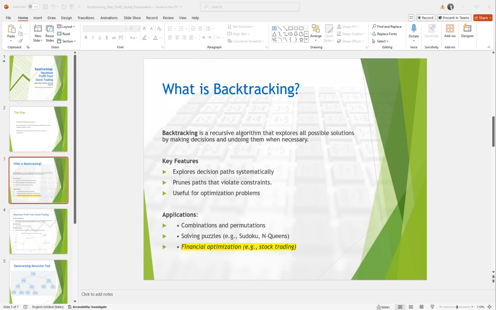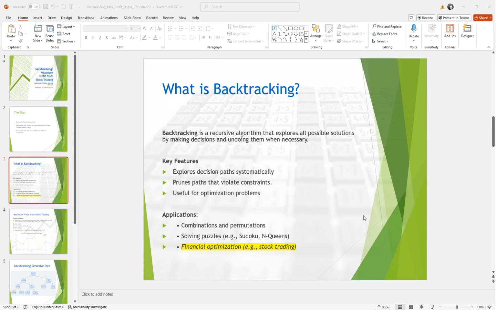Backtracking pattern is a recursive algorithm that explores all possible solutions by making decisions and undoing them when necessary. So the pattern explores every possible decision path recursively. It prunes paths that violate the constraints or don't lead to optimal solutions, and is useful for optimization problems.